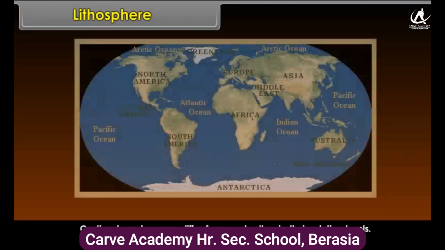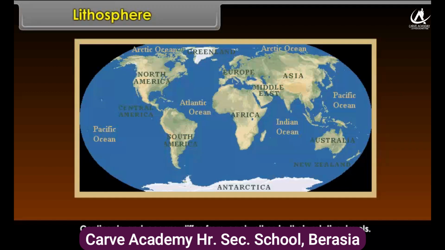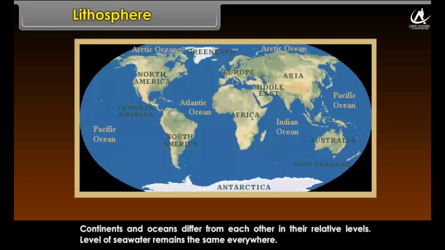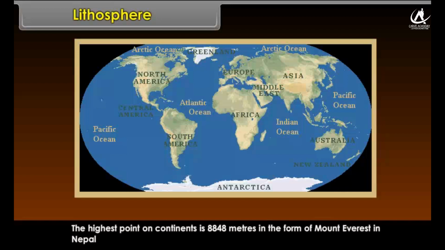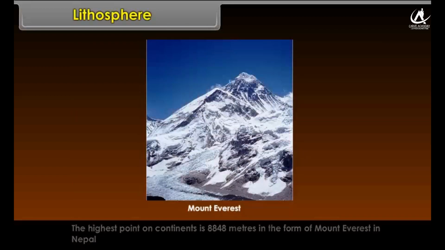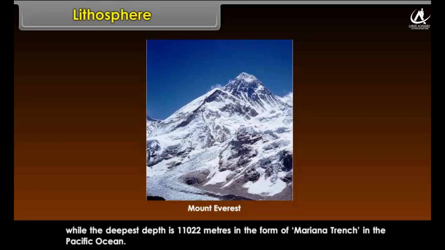Continents and oceans differ from each other in their relative levels. The level of seawater remains the same everywhere. It is called sea level. The continents have an average height of 3,500 meters above sea level. The highest point on continents is 8,848 meters in the form of Mount Everest in Nepal, while the deepest depth is 11,022 meters in the form of Mariana Trench in the Pacific Ocean.